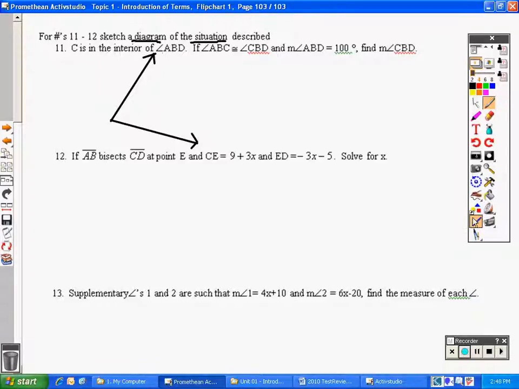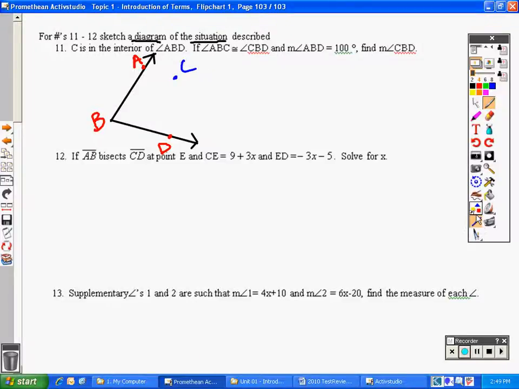It doesn't matter where the A is. It doesn't matter where the D is, but the B has to be right here at the vertex. So we've got A, B, D. And we know that C is inside there somewhere. So I'm going to put C in there. Okay, now there's more. If angle ABC is congruent to angle CBD, and ABD is 100 degrees, what is CBD?